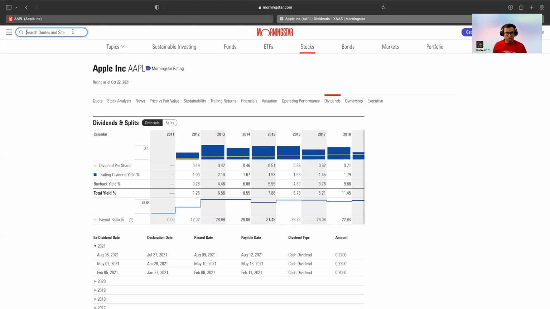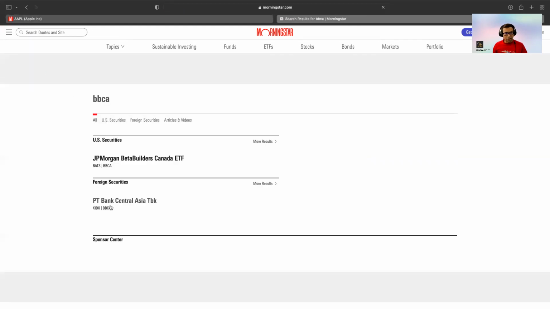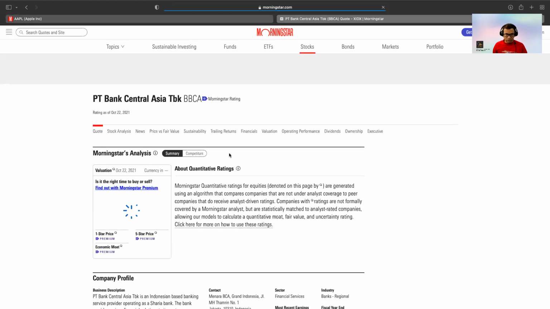We can also click on whichever stock in the world. Just type the stock. Let's say in Indonesia, BBCA, Bank Central Asia. You can see all the results for BBCA. There we can click here BBCA, under foreign securities. For US, it's US securities there.